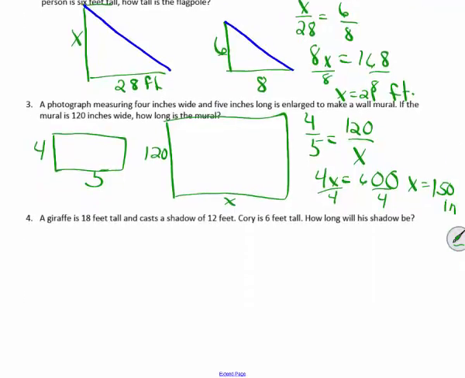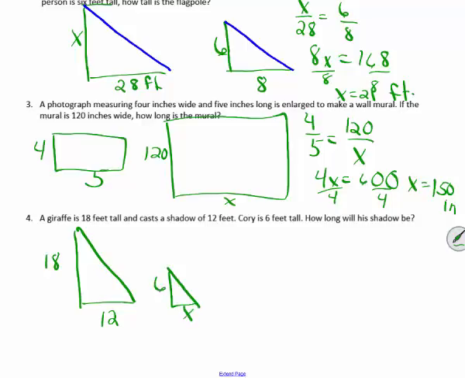All right, here's another type of problem. A giraffe is 18 feet tall. So here's our giraffe, 18 feet. Its shadow is 12 feet. There's your right triangle. Corey is 6 feet tall. How long will his shadow be?